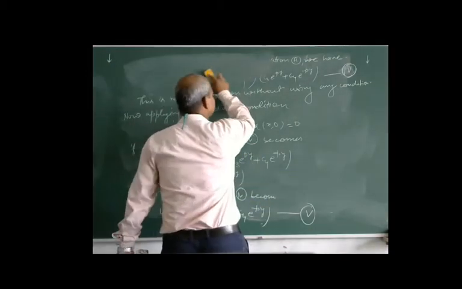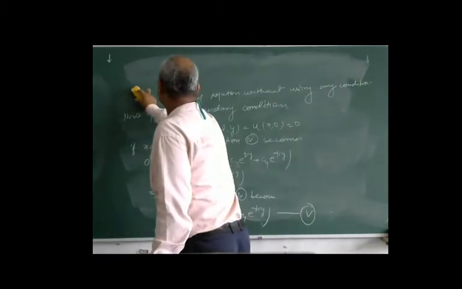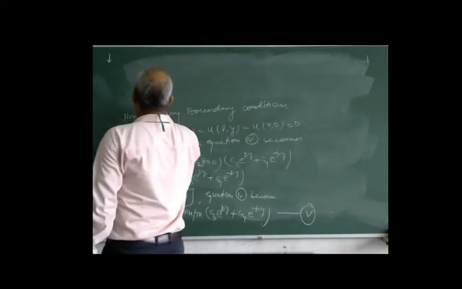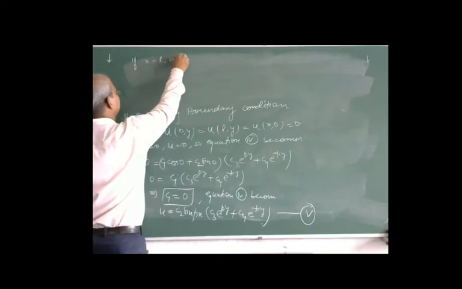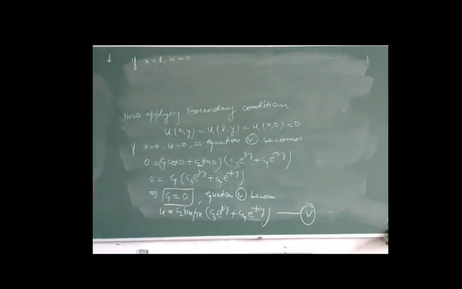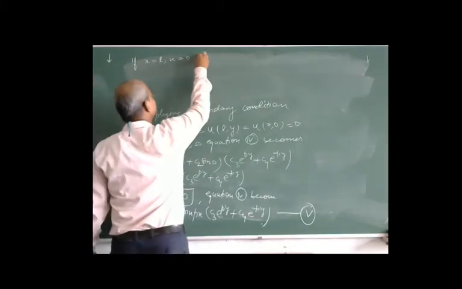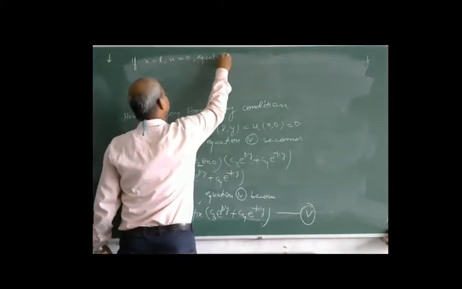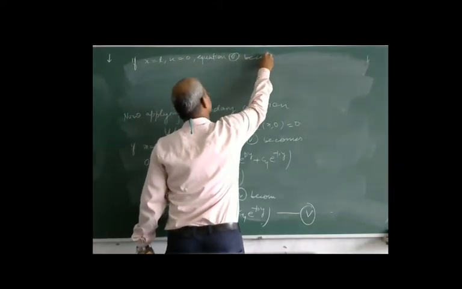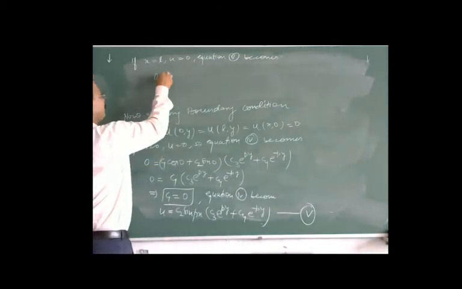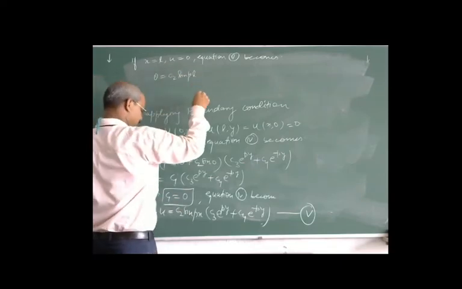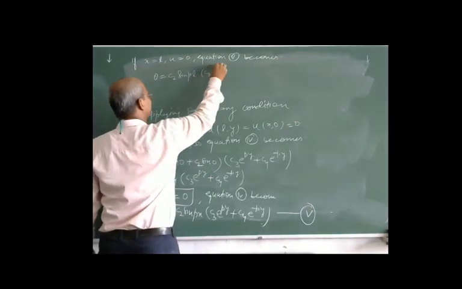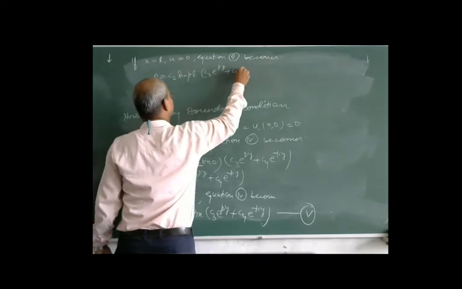If x becomes L, u is again 0. So now by using this, equation 5 becomes 0 equal to C2 sin pL, C3 e to the power py plus C4 e to the power minus py.